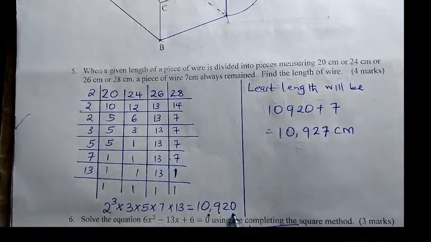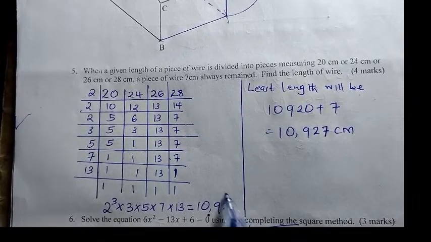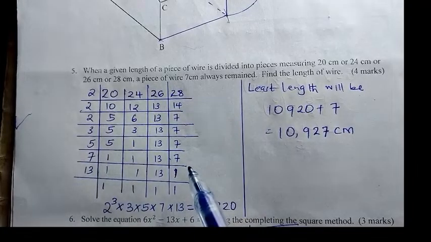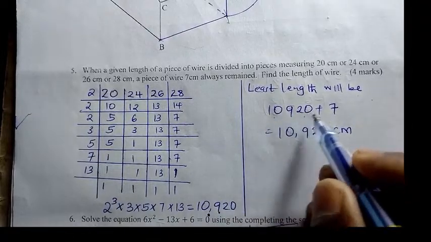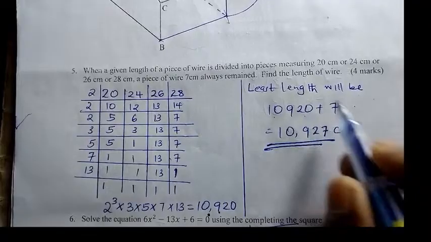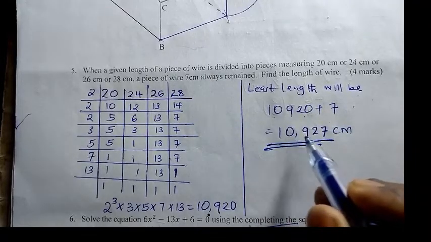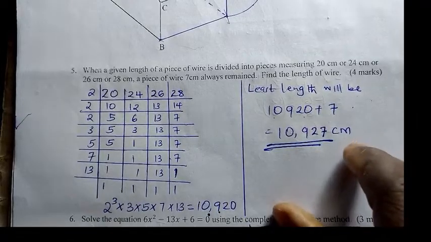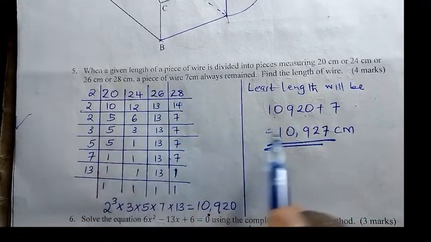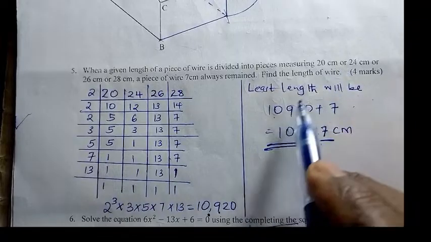Kwa sababu sasa tukigawa hii na each of this one itakuwa inaisha, hakuna remainder. So together you add 7 here. So 10, 9, 20 plus 7. So length ilikuwa 10, 9, 2, 7. So that sasa tukidivide by kila moja ya itabaki 7.